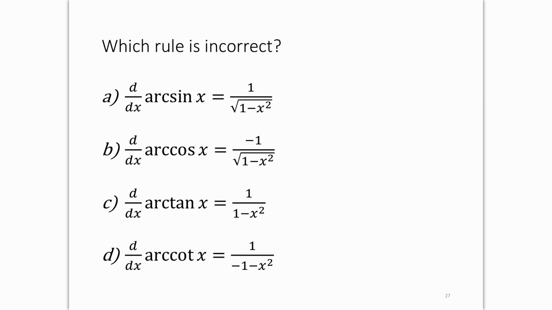Now don't look at your notes and try to answer the following multiple choice question. Which rule is incorrect? Is it A, B, C, or D? Take a moment and think about it.